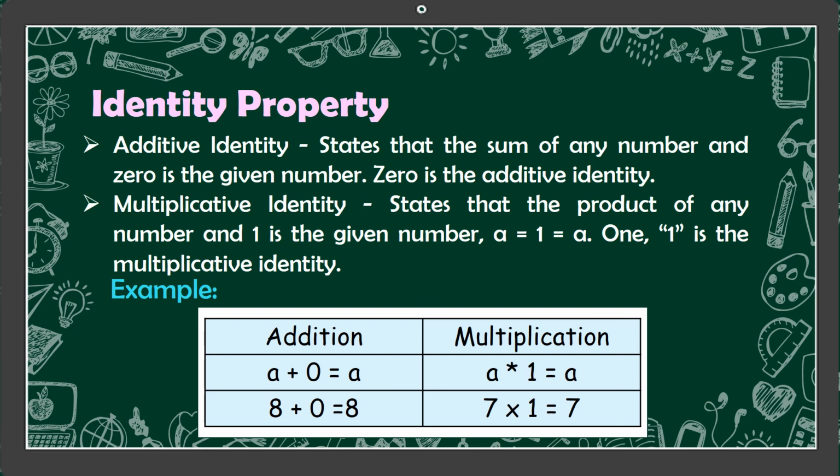Here's our example. So 8 plus 0 is equal to 8. And in multiplication, we have 7 times 1 is equal to 7. So identity, kung ano yung number, yun lang din ang sagot.